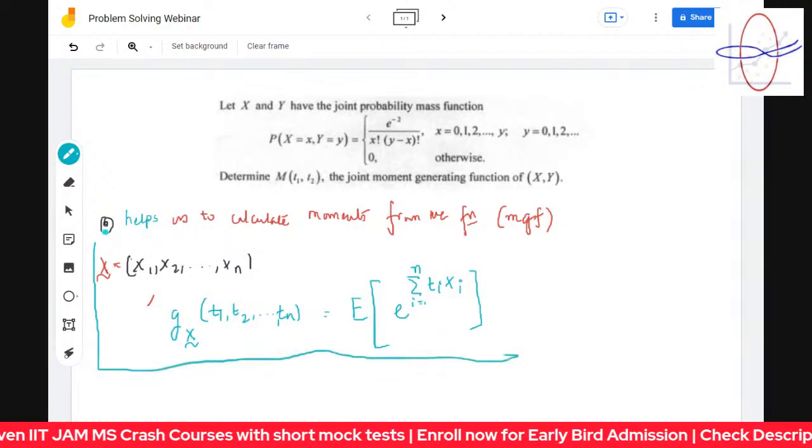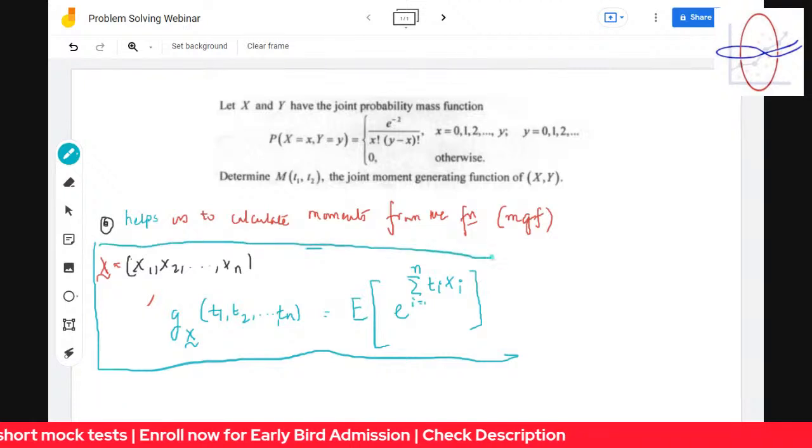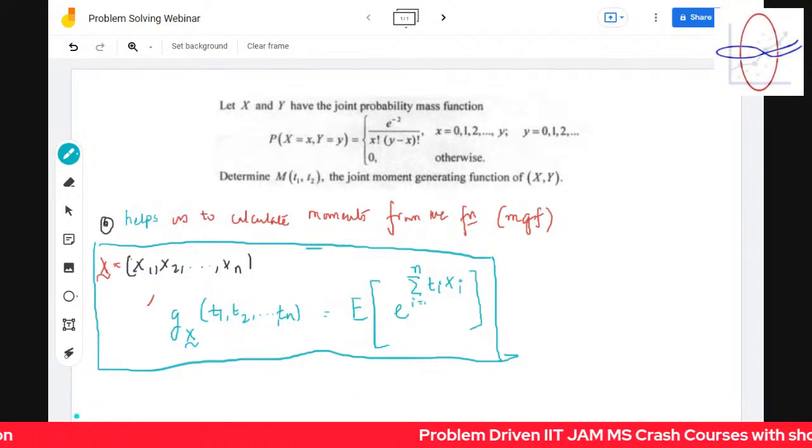Why is it defined like this? Let's not go into that. Let's define it like this. It's a very easy definition, so that's why it's done as a problem-solving aspect. This is the definition of the joint moment generating function. In fact, in IIT you will not get more than 2 random variables, so it's just 2.